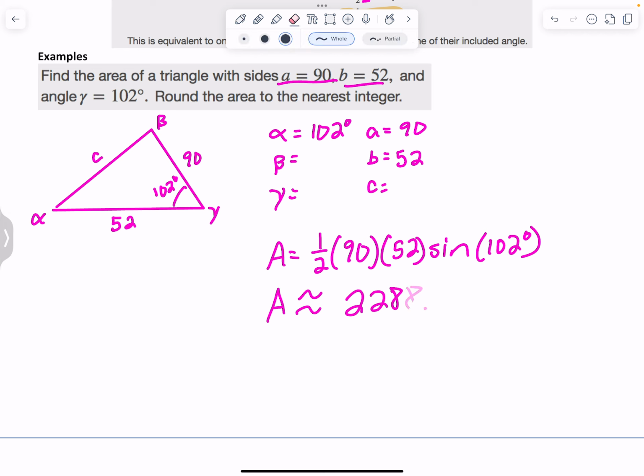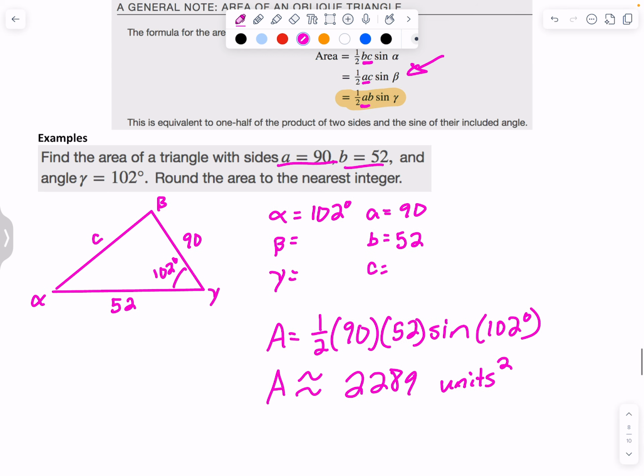So that's going to be an 89, like I said. So 89, and then they didn't give us units, so units squared for area. Okay, so don't overthink this like I did. We need two sides and then the third angle.